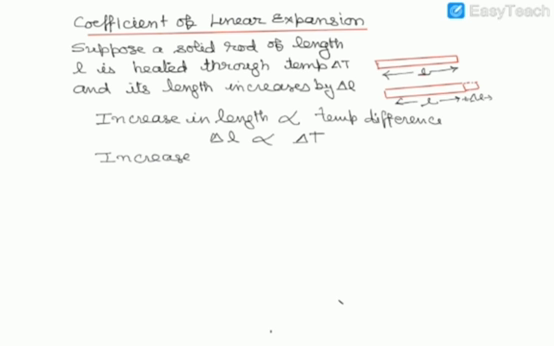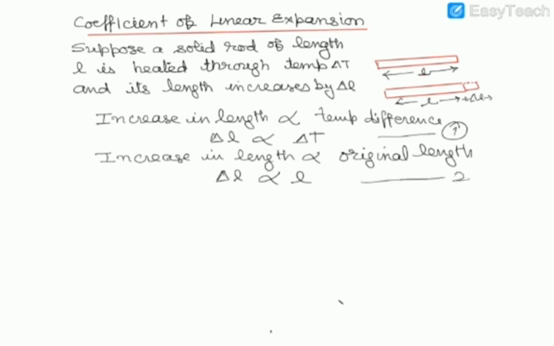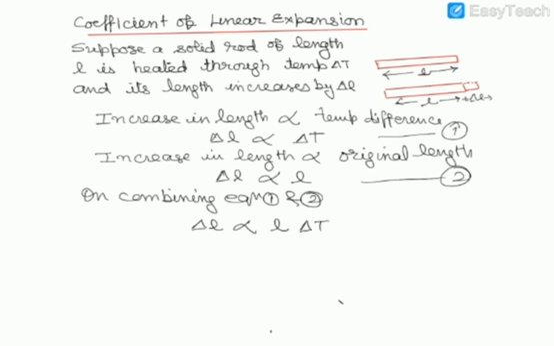That will depend first on the temperature difference, how much temperature we are giving to the rod. Then the increase in length also depends on the original length, delta L depends on L. Now if we combine these two equations, 1 and 2, we get delta L, the increase in length, proportional to L delta T. Or we remove this proportionality sign, so we get delta L equal to alpha L delta T. Increase in length will be equal to alpha L delta T.